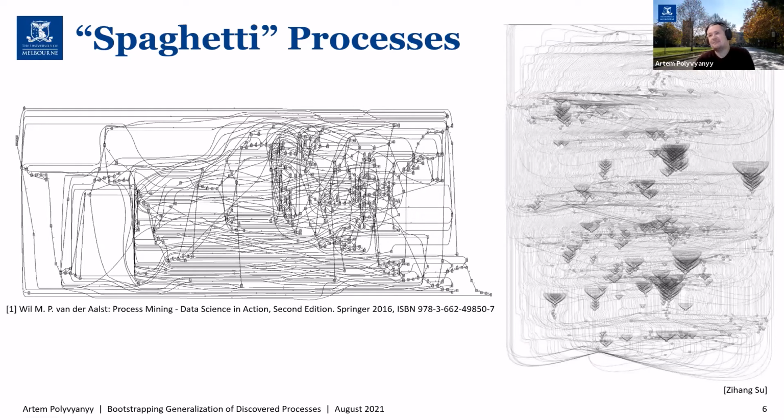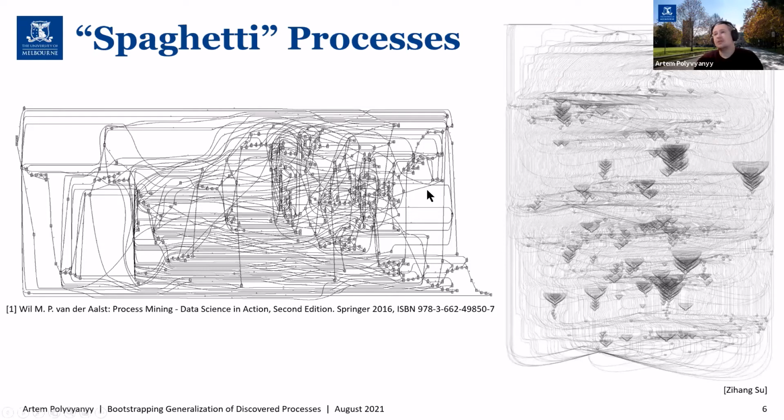These are examples of spaghetti models, and we call them spaghetti because they look like spaghetti. The model on the left is an example from the book of Wil van der Aalst. The spaghetti model on the right was discovered by one of my PhD students when he started investigating process discovery problems. So, one of the first shots to discover a model.